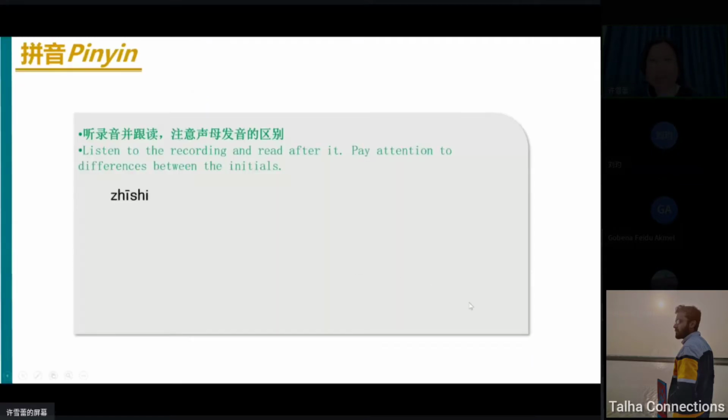Now, let's read some pinyin, or words. Let's read some words in pinyin first. And you may take notes if you want to remember the meaning of a word. You can just write its corresponding English meaning. Now, this one, 知识, 知识. Meaning knowledge.